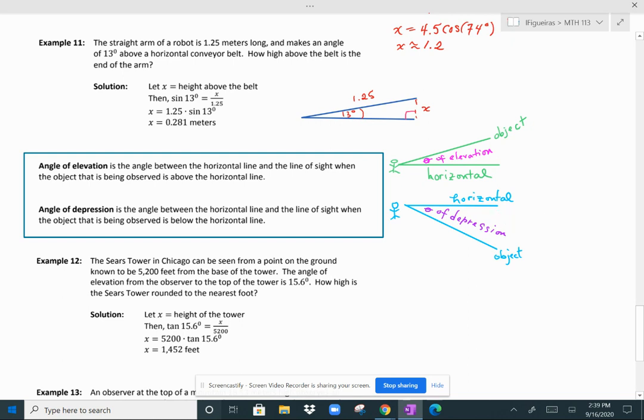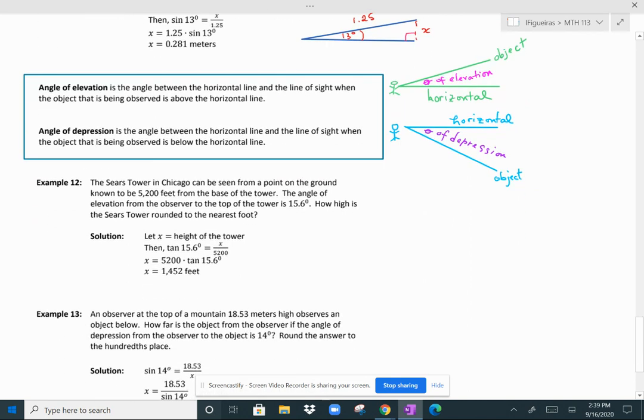All right, so here's an example. The Sears Tower in Chicago can be seen from a point on the ground known to be 5,200 feet from the base of the tower. The angle of elevation from the observer to the top of the tower is 15.6 degrees. How high is the Sears Tower rounded to the nearest foot? So we need to round to a whole number here.